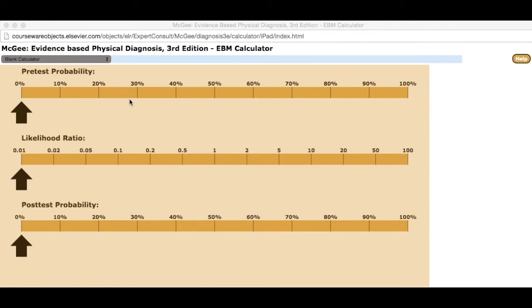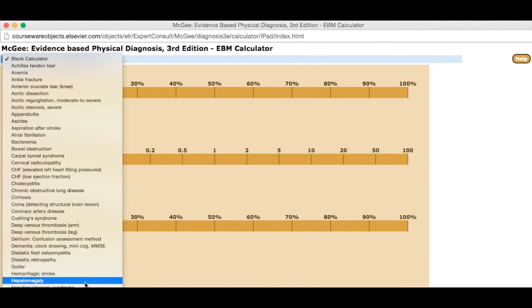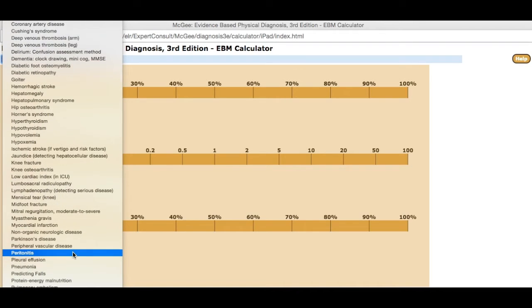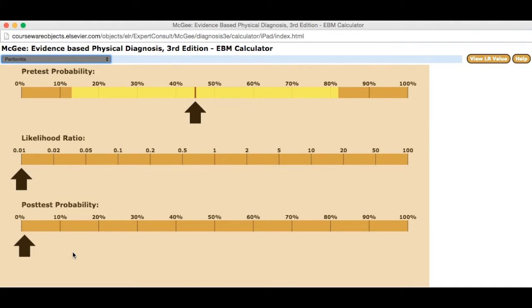So let's take a look at McGee's evidence-based physical diagnosis calculator to see how some of these likelihood ratios play out. We start by selecting peritonitis from the drop-down menu. And this gives us a range of pretest probabilities for the presence of peritonitis. Now let's say that we're reasonably certain that our patient has an acute abdomen, so we set our pretest probability at 40%. And on exam, we see the presence of abdominal wall rigidity. Remember, that had a positive likelihood ratio of 3.7. So you can see now when we look at our post-test probability, it's greater than 70%. So we go from 40% sure that our patient has an acute abdomen to 70% sure.